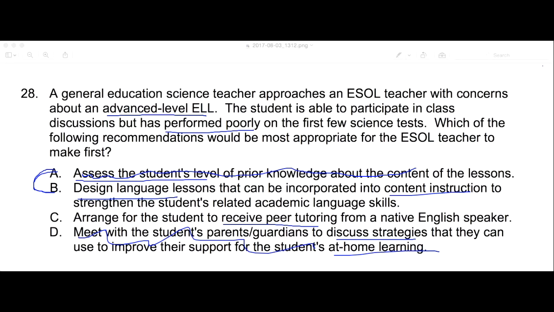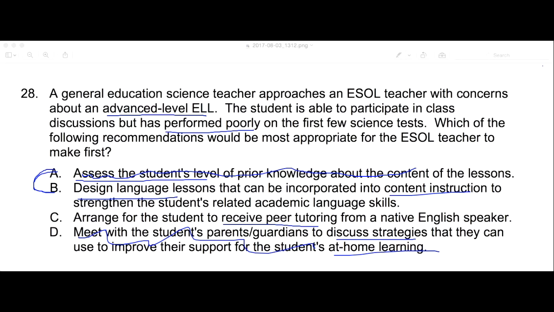All right, so now we have B and C left over. So remember, our key words and phrases up in the question where the student performed poorly on the science test. What's the most appropriate for the ESOL teacher to make first? Which recommendation? All right, now we're working on content for a kid. He participates in class very well, but he's not doing well on the test, which shows that there's a lack of connection with the content. So when we look at B and C, if the kid is not understanding the content and not performing well on the test, which one out of B or C would be the most appropriate recommendation?